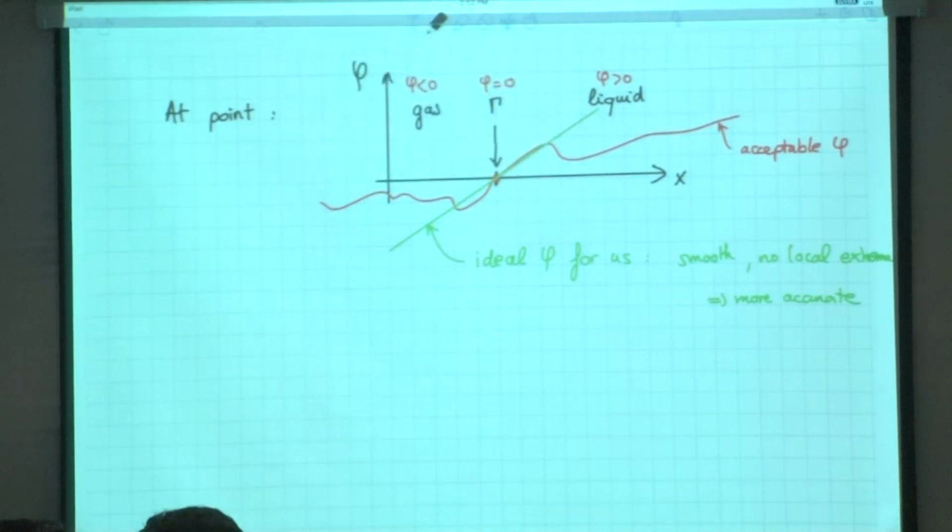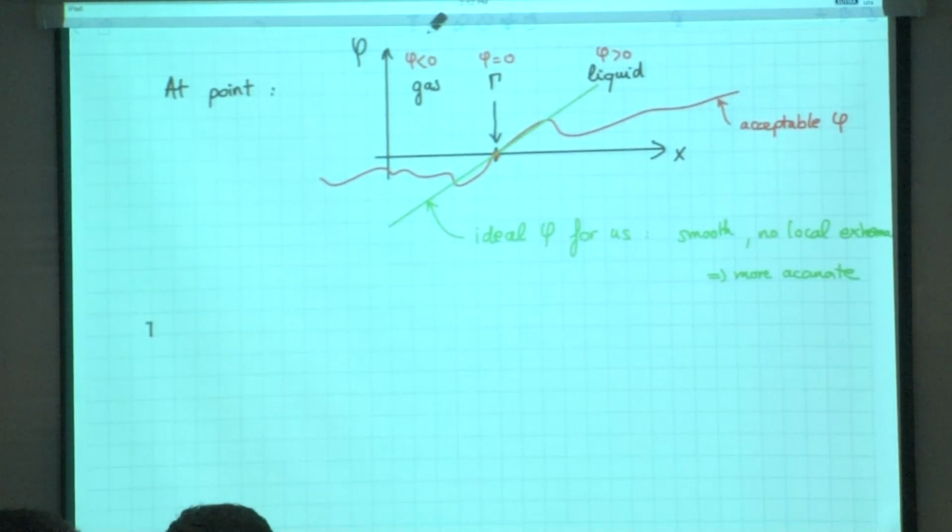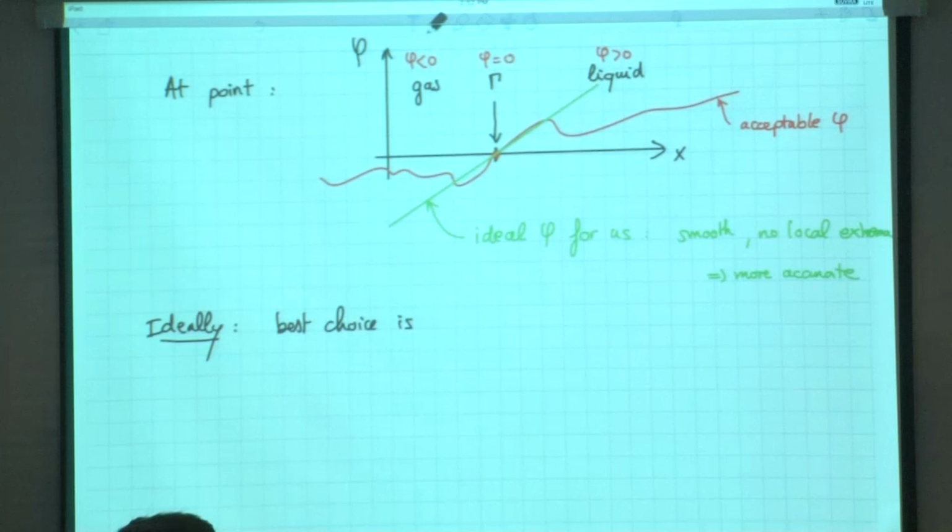So the way we're going to do this is by introducing the concept of a distance function. So we'll say, well, if our goal is to have a function as smooth as possible, one way of achieving that is of having a constant gradient of that function. So we're going to say, again, ideally, the best choice is grad phi. We're going to work in 3D, so we need this to be a magnitude. We'd want to take this to be more or less equal to 1.